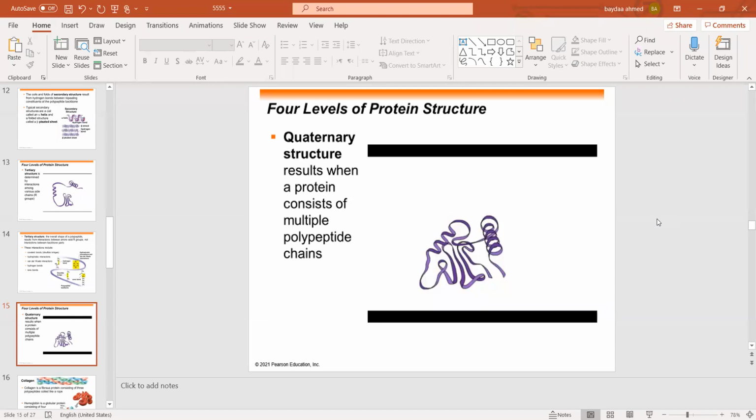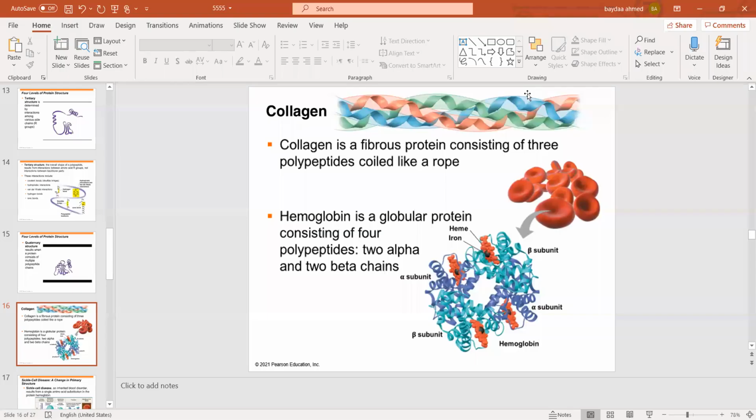Quaternary structure is the association of two or more polypeptides, found only in some proteins. Some proteins consist of two or more polypeptide chains aggregated into one functional molecule. Quaternary structure is the overall protein structure that results from the aggregation of these polypeptide subunits. For example, collagen is an example of quaternary structure.